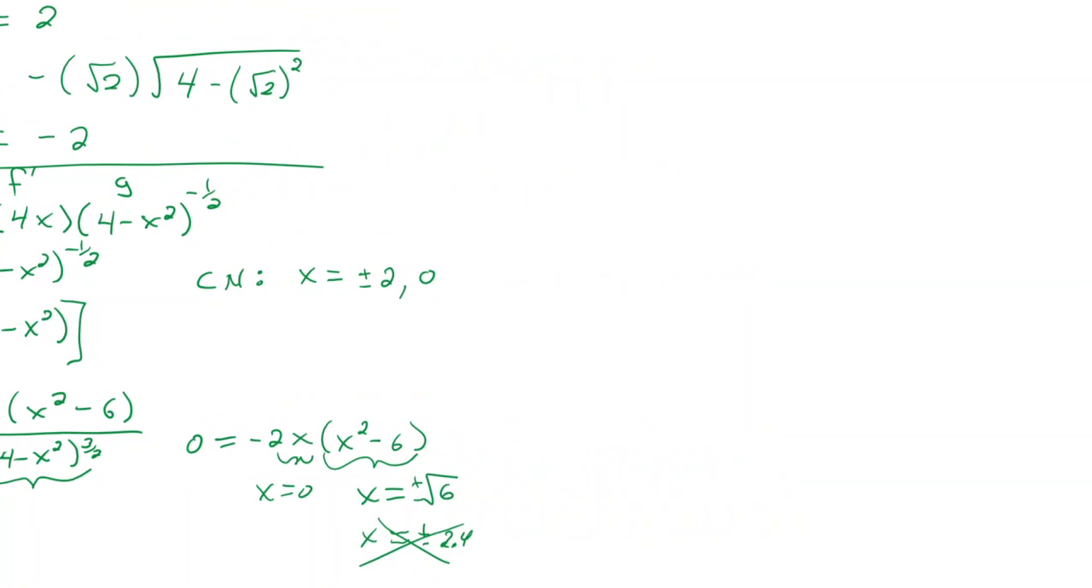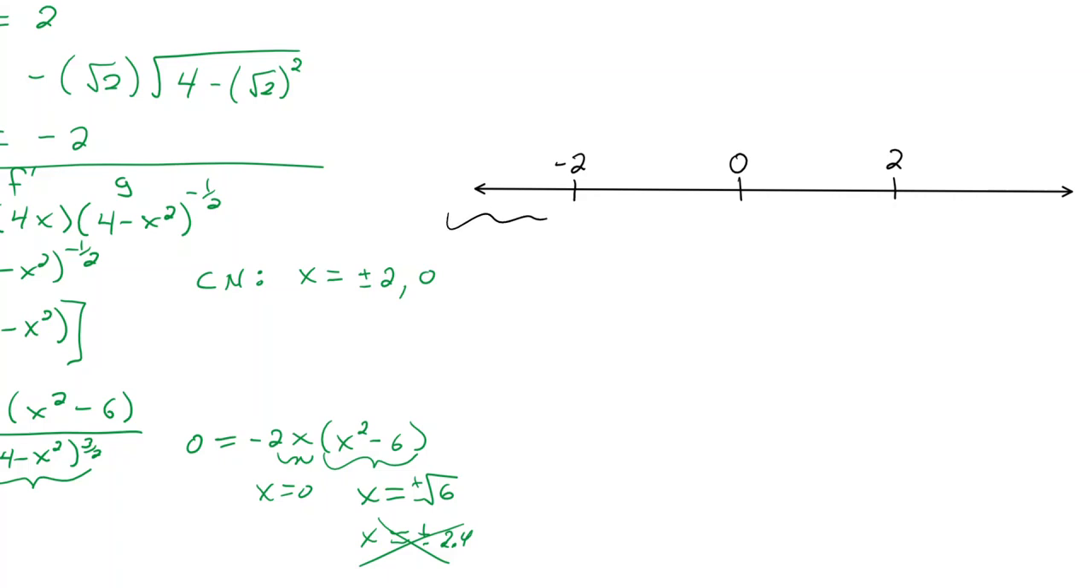So let's make another little number line. And I'll just write down the ends of my domain here. So negative 2, and then 0, and then 2. And then we're just going to check in these different intervals to figure out whether we're concave up or concave down. And I don't need to check over here, and I don't need to check over here.